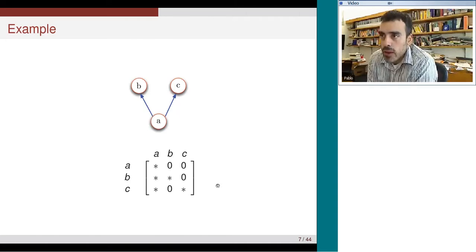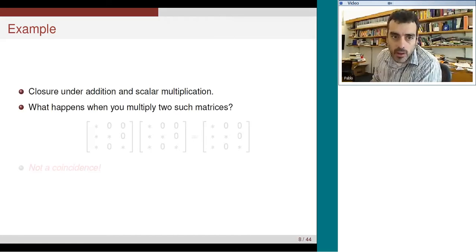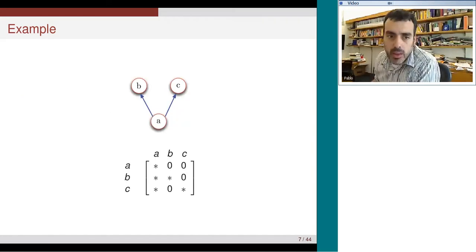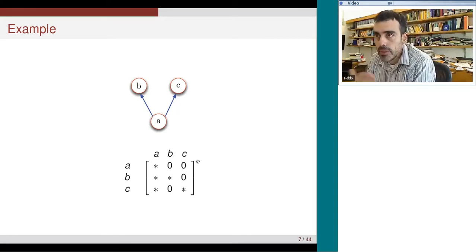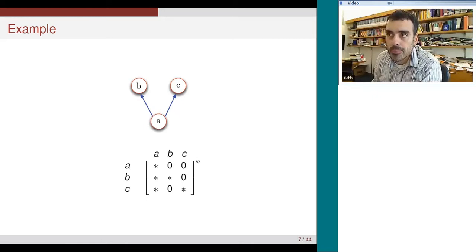Now let me try to explain why this is an algebra. Why this is called the incidence algebra. The idea is that it's pretty obvious that when you take two matrices of this form and you add them up, then it will have the same structure. I mean, you add matrices with a sparsity pattern, the sum will have exactly the same sparsity pattern.